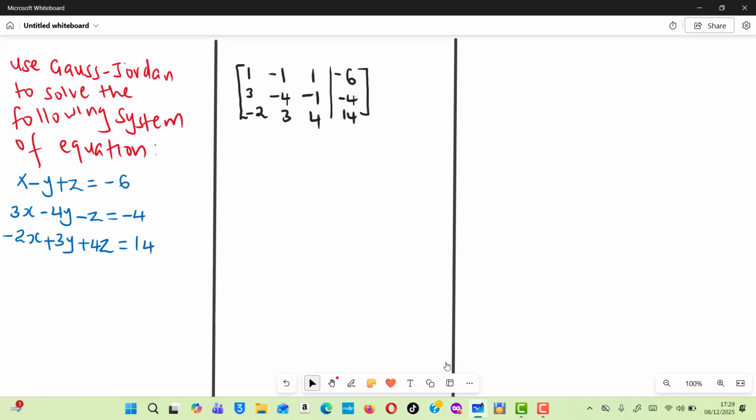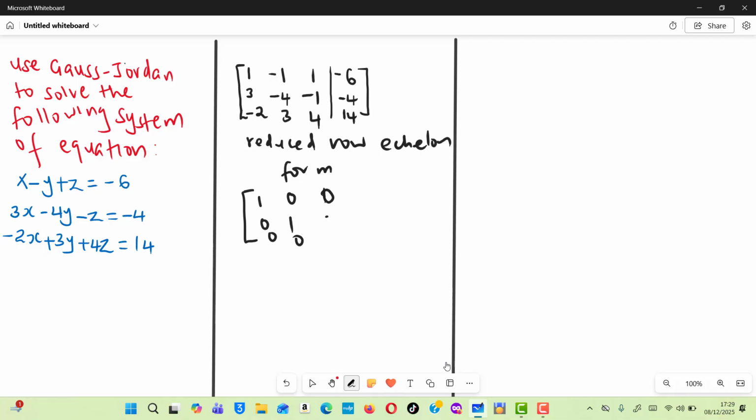Now from here we need to use the Gauss-Jordan method to convert this matrix into a reduced row echelon form. A reduced row echelon form means that our new matrix should always look like this: 1 0 0, 0 1 0, 0 0 1, and then C1, constant 2, constant 3.